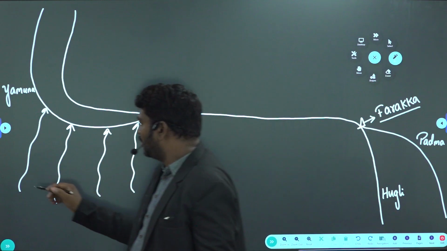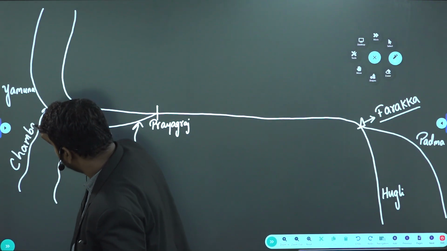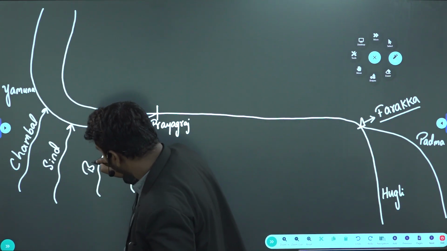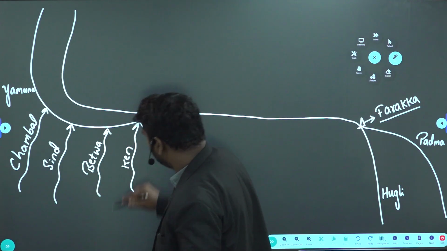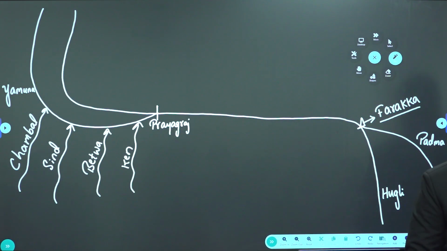So which are the 4? This you have to remember in order, because on all you have agreements, guys. Chambal, Sindh, Betwa, Ken. They may ask you to arrange from west to east as well.